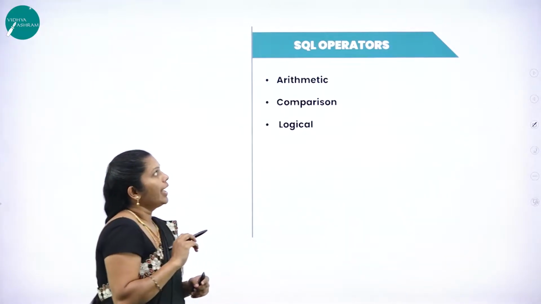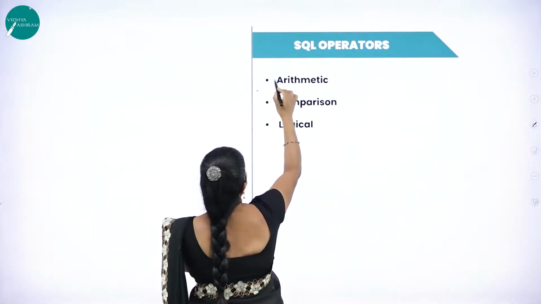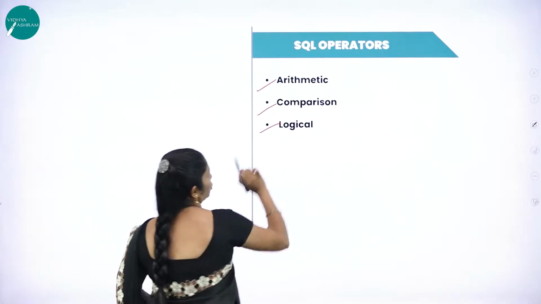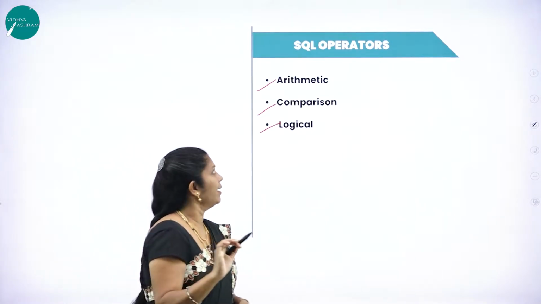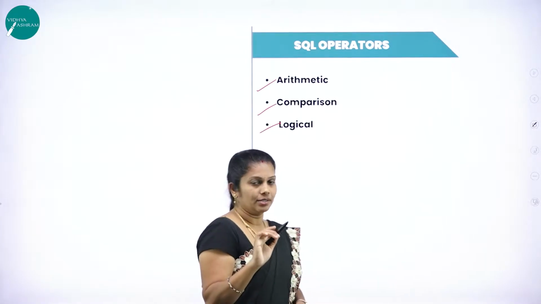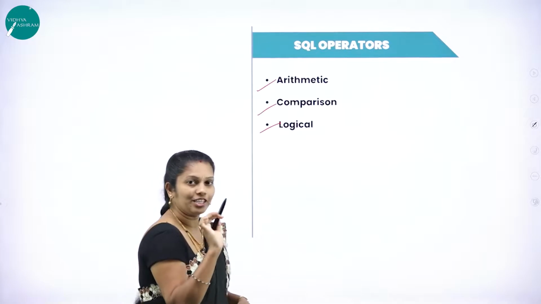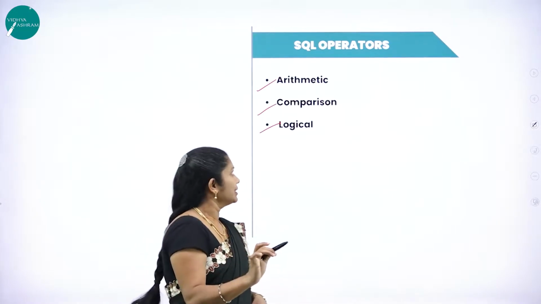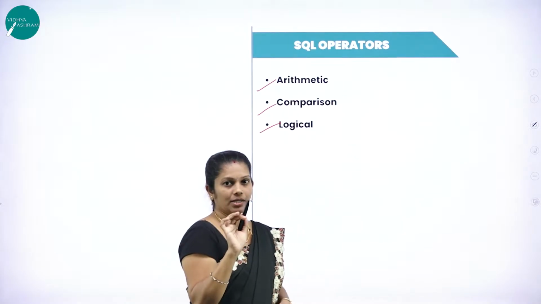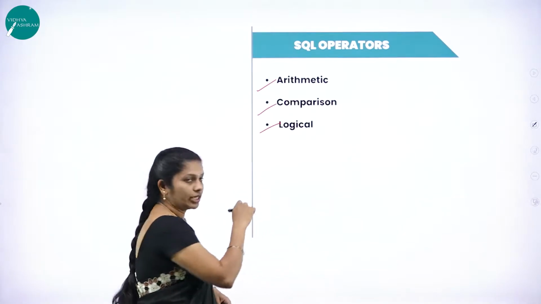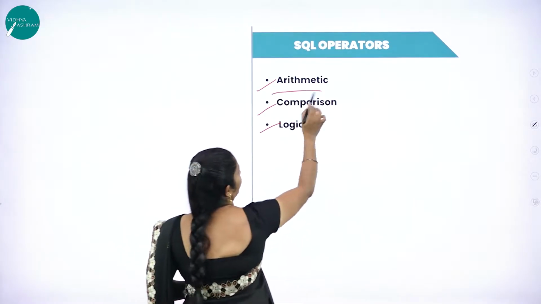Next we will move on to SQL operators. When we come to SQL operators, we have arithmetic operators, comparison operators as well as logical operators. There are 3 types under SQL operators. In the exam, you may get the question, explain arithmetic operators for 5 marks. In the same way, explain comparison operators in SQL for 5 marks. In the same way, explain logical operators used in SQL for 5 marks. Each one you may get for 5 marks.